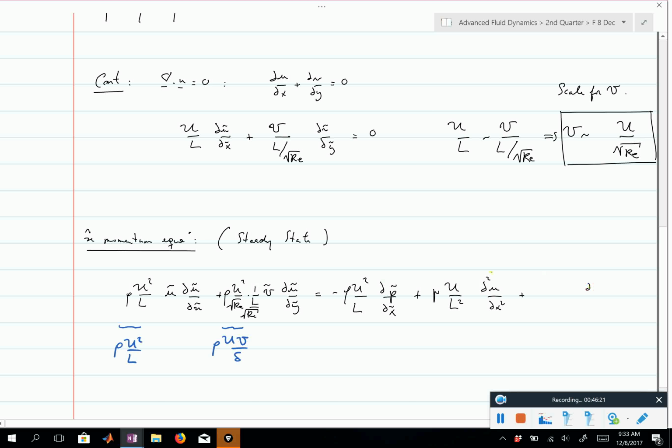And then the last term, those are all non-dimensional, and then the last term is going to have to do with the, so here this is the Laplacian of u, so you have the second derivative with respect to x and the second derivative with respect to y. So you have mu, and the scale for the velocity in the x direction, divided by delta squared, and delta squared is L squared divided by the square root of the Reynolds number squared, which is the Reynolds number.